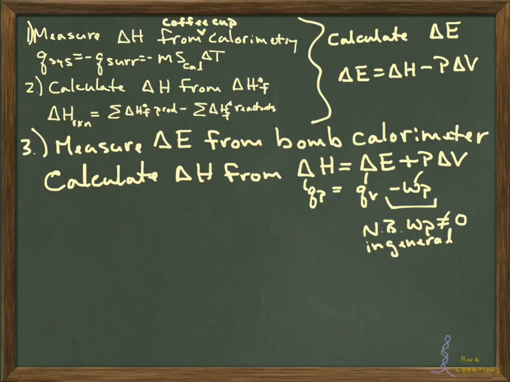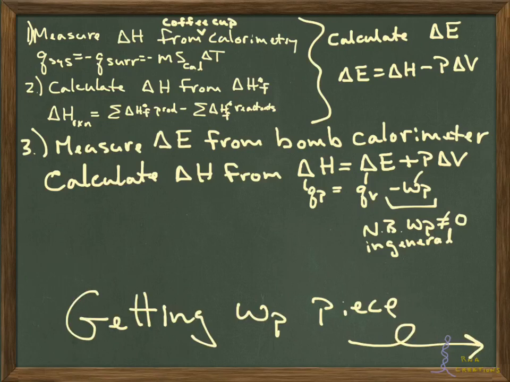This is important because W sub P in general is not equal to 0. In other words, even though we measure delta E from the bomb calorimeter and work in the bomb calorimeter is 0, the work at constant pressure is not 0. This is the work that would have been done if the experiment had been done in the flask. This is a really key point and probably merits watching this particular part of this screencast a few times.